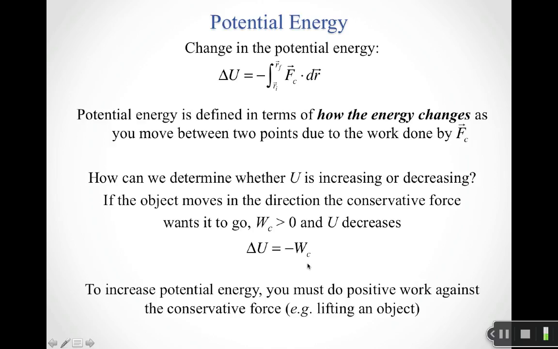So the negative work done by the conservative force is basically being stored as potential energy. You can get that energy back once you let the object go and let the conservative force do positive work to move the object in the direction that the conservative force wants it to. So when your object moves in the opposite direction of where the conservative force wants it to go, the potential energy increases.